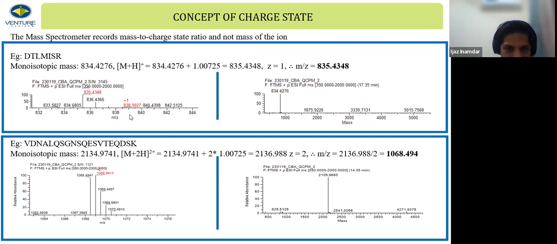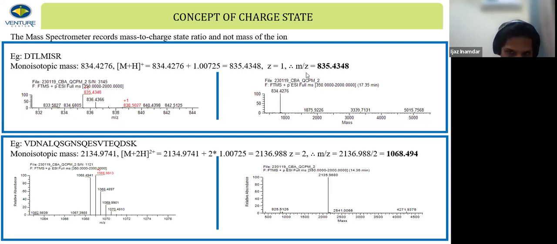You see m by z, m by z. Here also m by z. A raw mass spec does not detect the mass of the molecule. It detects the mass to charge ratio of the molecule or the entity that we are talking about. In most cases, charge equals 1. So m by z is equal to m divided by z, where z equals 1.